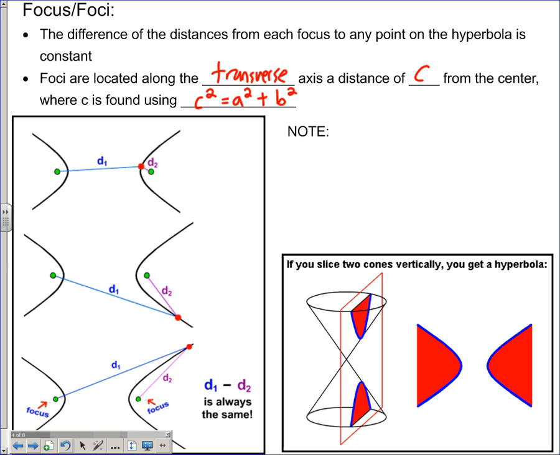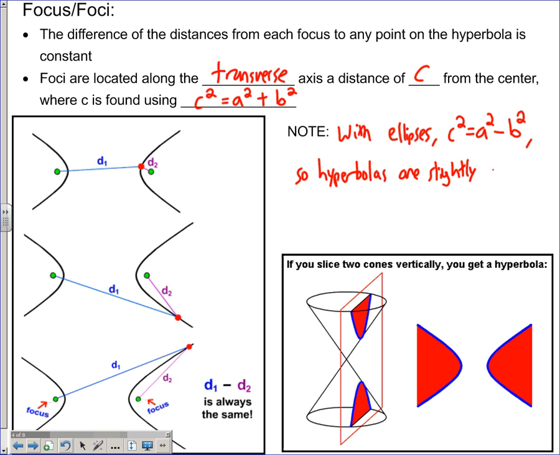Now note, with ellipses, c squared equals a squared minus b squared. So hyperbolas, again, are slightly different. So just trying to keep track of some of these little nuances that really would make a big difference when we're trying to produce a graph.